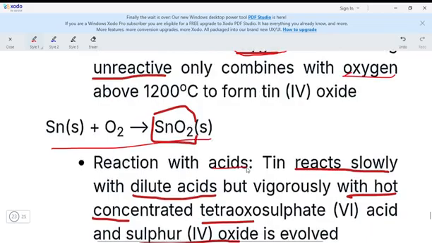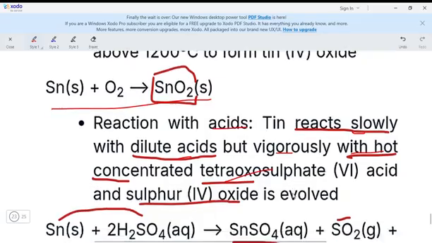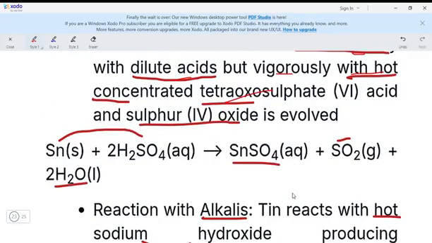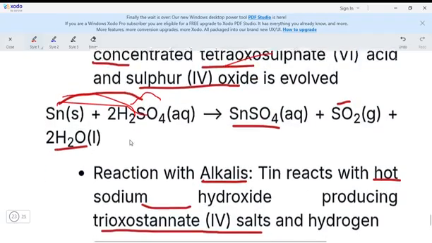Then it can also react with acid, that same thing, but it will be very slow. So it reacts slowly with dilute acid. But if you use hot concentrated acid, then it can react vigorously. So that's how it operates. And it can also liberate sulfur 4 oxide when it reacts with this H2SO4. So whereby the tin will join with the sulfate, that's tin sulfate, then the remaining sulfate will break into sulfur 4 oxide, and then the water will take the remaining position.